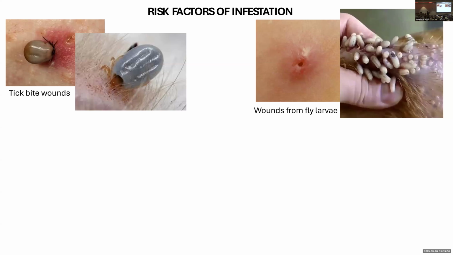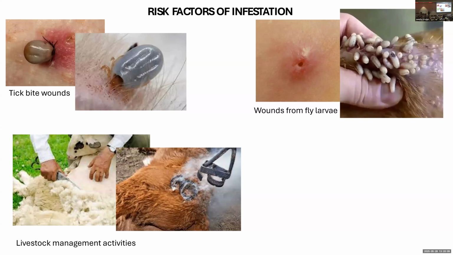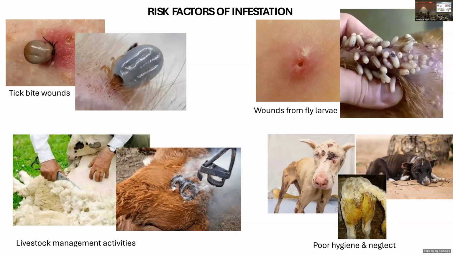Another one is flies. So the presence of wounds caused by other myiasis flies is also a risk factor, because this will attract the flies to come lay extra eggs. Then livestock management practices, shearing, branding, anything that could lead to cuts on the skin of the animal will predispose animals to this. And then we have poor hygiene or neglect. So animals that are neglected or not well taken care of, anything that causes the animal to stink in any way will attract the flies to them.